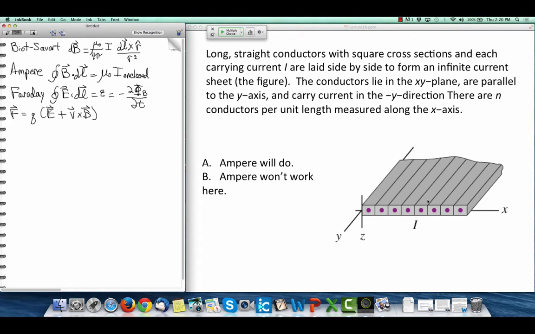So it's a two-dimensional sheet of current, and so my question for you: are we going to be able to find a loop where the magnetic field is either parallel to the loop, so cosine of theta in this dot product is 1, or perpendicular, so cosine of theta in that dot product is 0? So will Ampere work, or are we going to have to use Biot-Savart's law and do an integration over this infinite sheet?